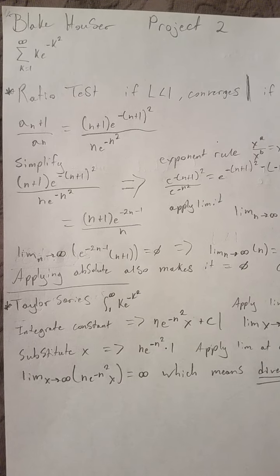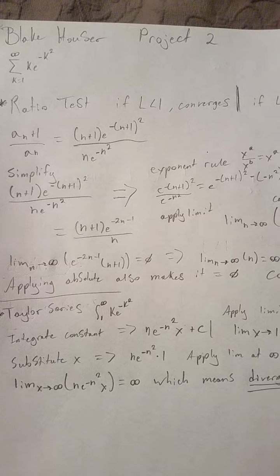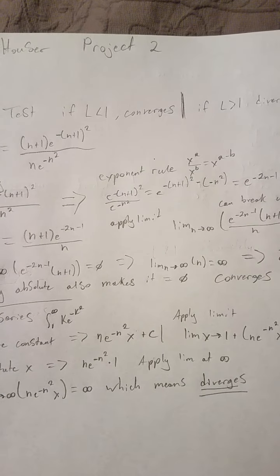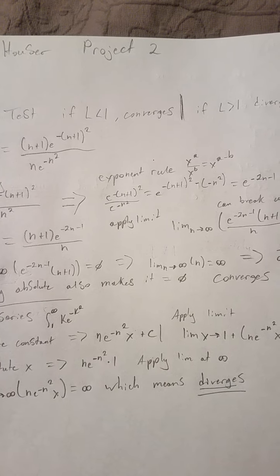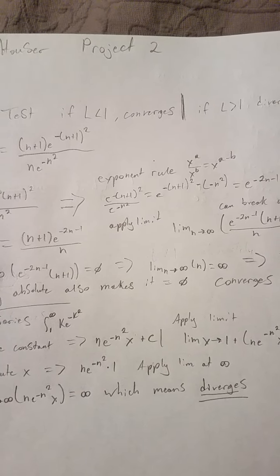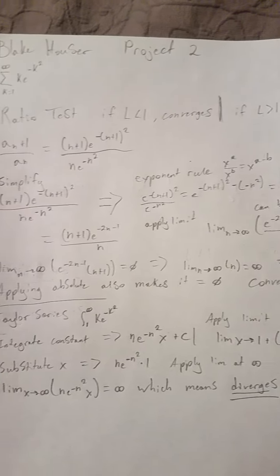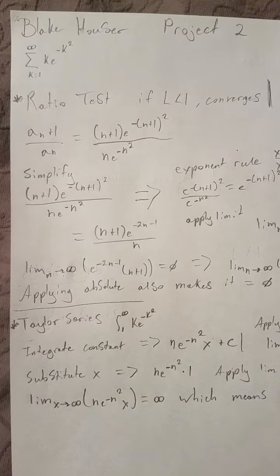I first started with a ratio test. Pretty much how the ratio test works is if our value is greater than 1, then it's going to diverge, and if it's less than 1, then it will converge. And so having our formula for the ratio test, you'll see what I did here.